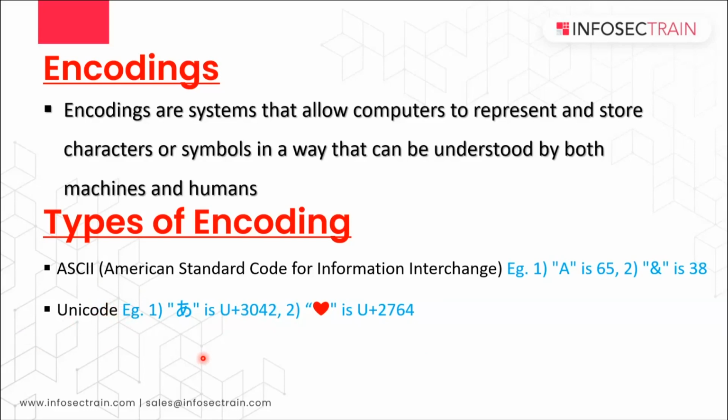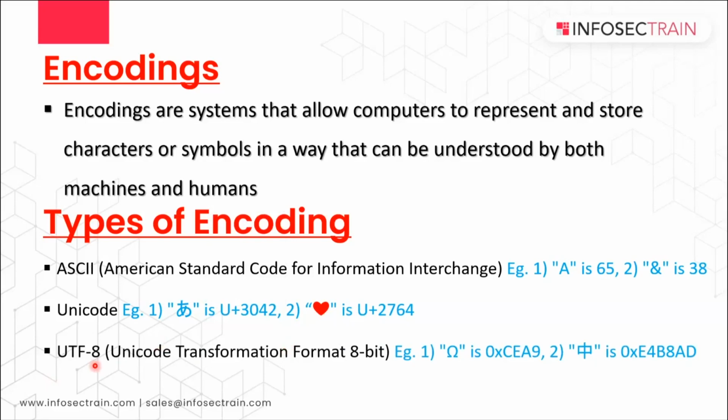Now what about the other one, which is nothing but UTF-8? UTF-8 is Unicode Transformation Format 8-bit. For example, this is a Greek letter, which in mathematics is also called omega. In set theory, this symbol refers to the universal set. And the UTF-8 encoding for this is this one. Got it?